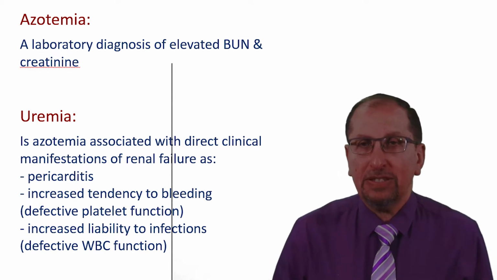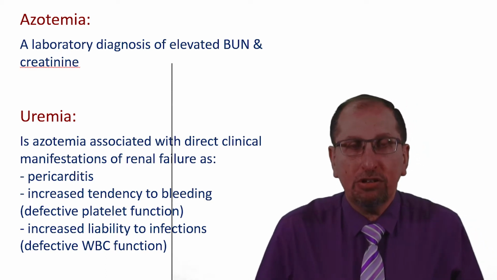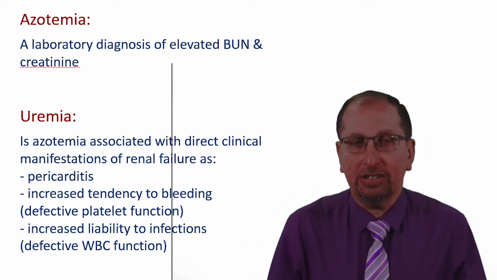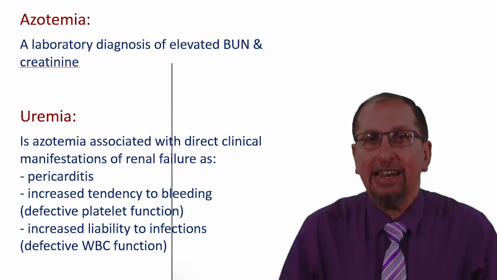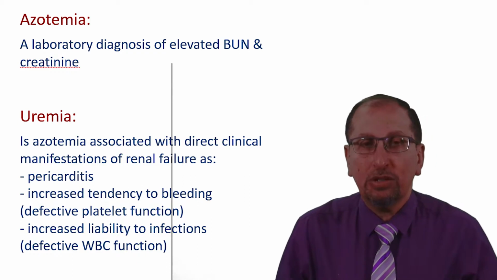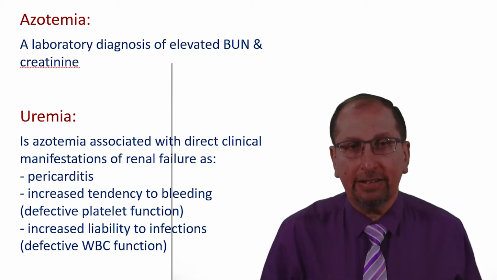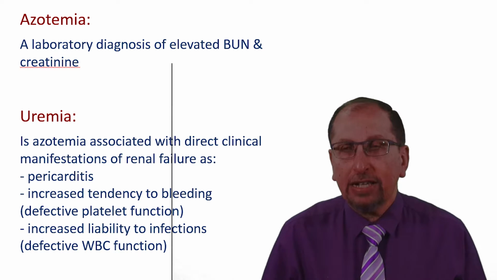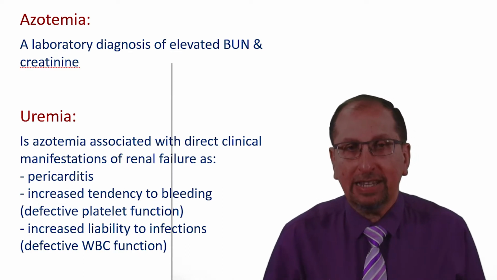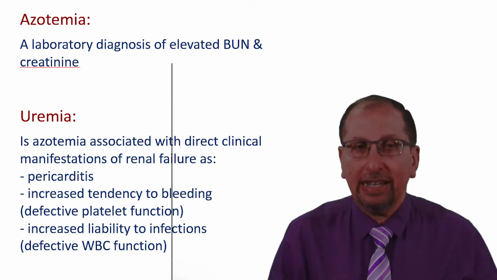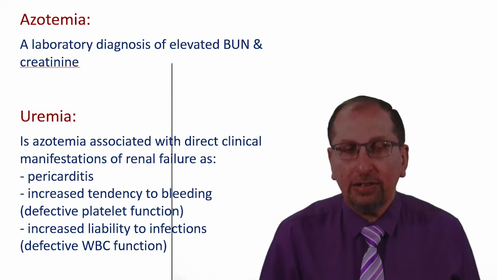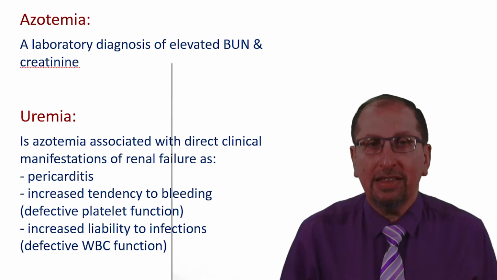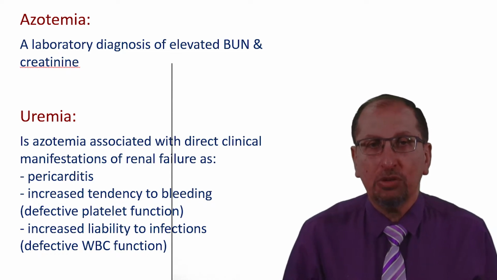And what are the manifestations of renal failure? Imagine yourself bathed in urine. This is going to be very irritant. So imagine your body organs bathed in elevated urea. This will lead to irritation of the pericardium, pericarditis, and this will lead to defective function of platelets. Your platelets cannot adhere and prevent bleeding, and there will be increased tendency to bleed. And this will lead to defective function of the white blood cells, and there will be increased liability to infections.